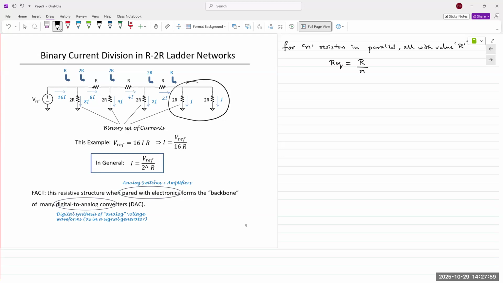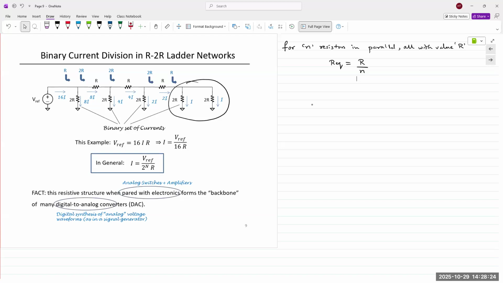If you have two 100 ohm resistors in parallel, it's 100 divided by 2, so REQ is 50. If you have 10 100 ohm resistors in parallel, it's 100 divided by 10. If you have 100 100 ohm resistors in parallel, it's 100 divided by 100. Total REQ is 50, 10, and 1 in each case. Okay. So if you have 2 resistors in parallel, we start at the far right.